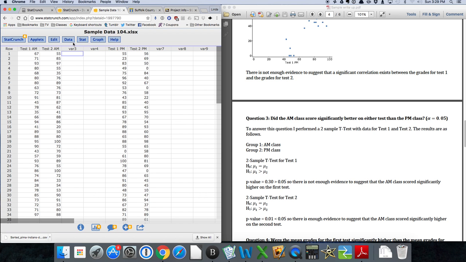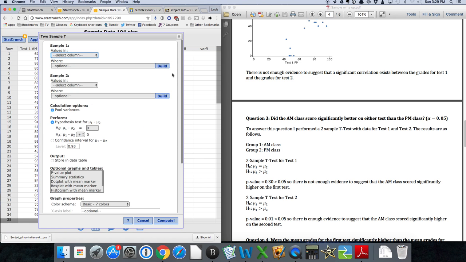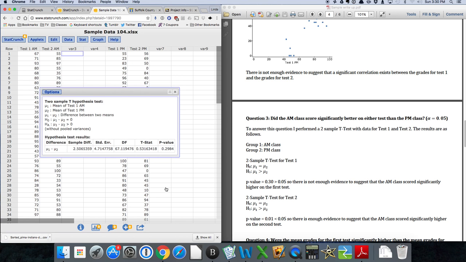So you go over here to Stat, t-test, 2-sample with data. Keep in mind, these are not paired samples because we're comparing 2 different groups. So test 1 for the AM class, test 1 for the PM class. We're going to take off the pooled variances, though that doesn't really make a huge difference. And come over here, we're looking for greater than. This does the subtraction thing, so it's still greater than. And then hit compute.